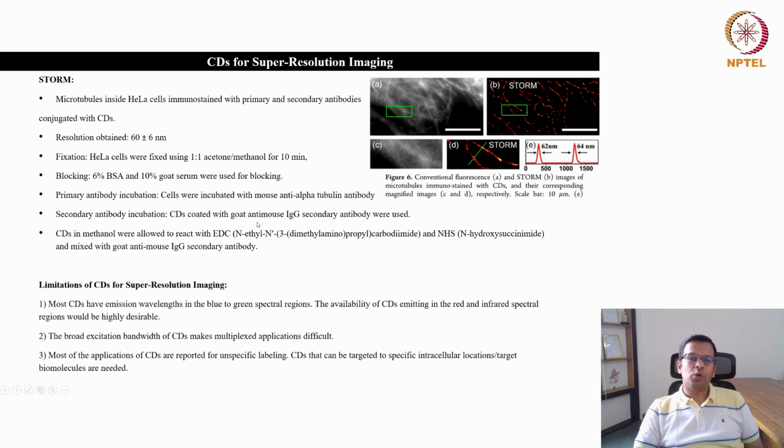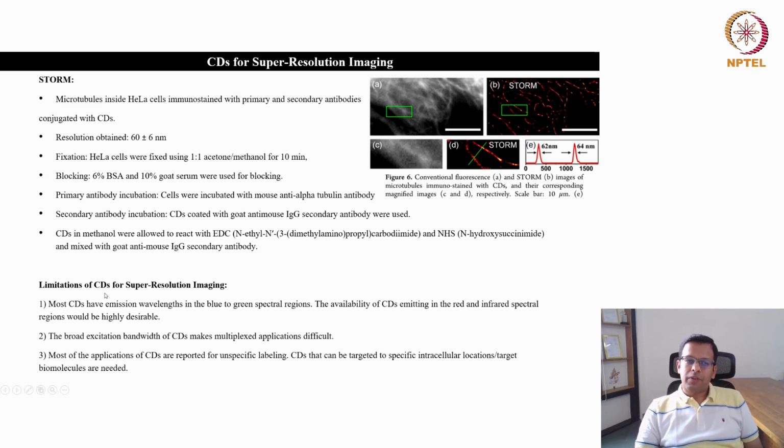So how do you coat these carbon dots with secondary antibodies? Here is a brief procedure. Carbon dots in methanol were allowed to react with EDC and NHS and mixed with goat anti-mouse IgG secondary antibody, so that the secondary antibody will be coated on the surface of the carbon dots.